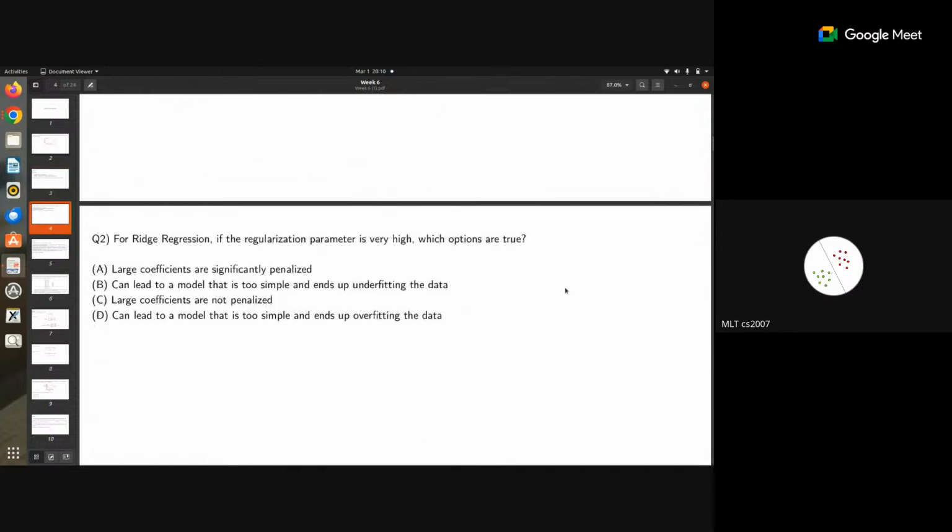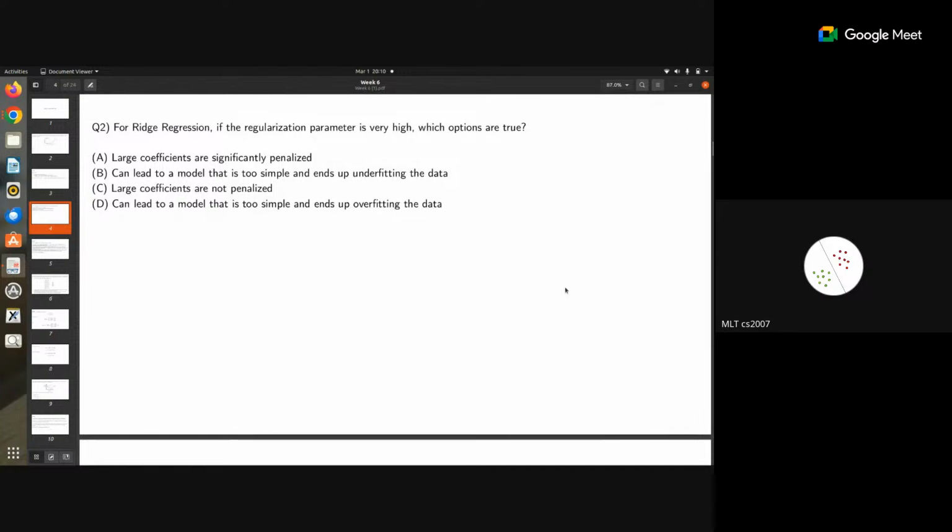The second question is, for ridge regression, if the regularization parameter is very high, which options are true? For ridge regression, what W hat do we use? The norm of W plus some lambda times the length square of W, right? The norm of W square. So if the value of lambda is very high, what happens?